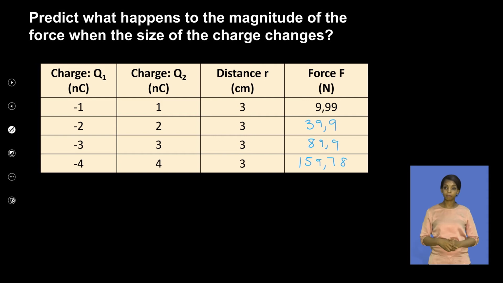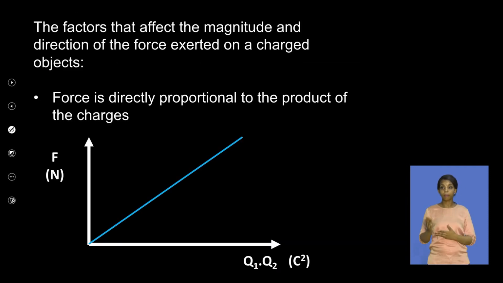There is a pattern here. As we increase the product of the charges, what's happening to the magnitude of the electrostatic force between them? So this is exactly what's happening in terms of the factors. If we move a step further, this is the main thing: the factors that affect the magnitude and direction of the force exerted on a point charge by another.